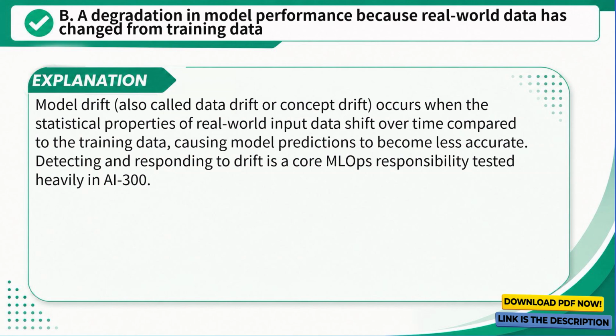Correct answer: B. A degradation in model performance because real-world data has changed from training data. Explanation: model drift, also called data drift or concept drift, occurs when the statistical properties of real-world input data shift over time compared to the training data, causing model predictions to become less accurate. Detecting and responding to drift is a core MLOps responsibility tested heavily in AI-300.